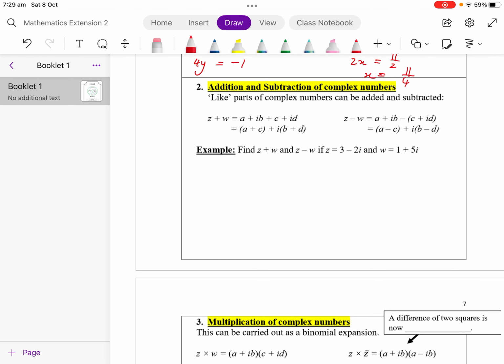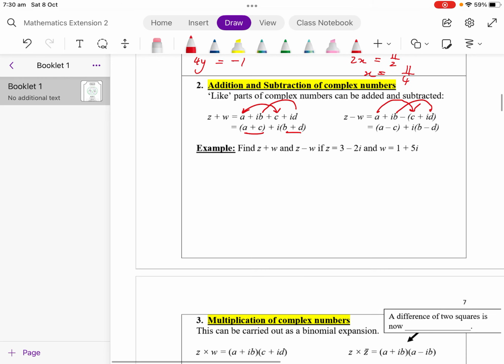All right, next we're into adding and subtracting complex numbers. And here's an algebraic example of how you add complex numbers. You add their real parts and you add their imaginary parts. Okay, and the same thing for subtracting. You subtract the real parts and you subtract the imaginary parts.